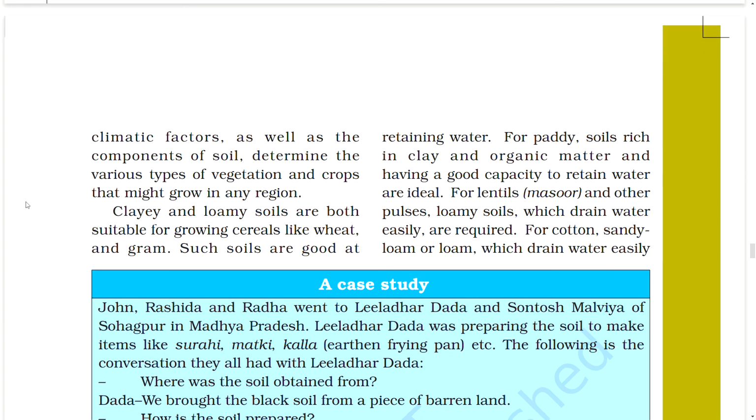Climatic factors as well as the components of soil determine the various types of vegetation and crops that might grow in any region. Clay and loamy soils are both suitable for growing cereals like wheat and gram. Such soils are good at retaining water.